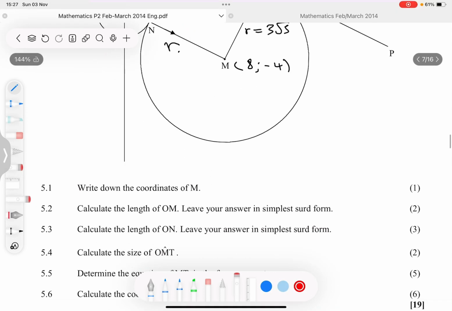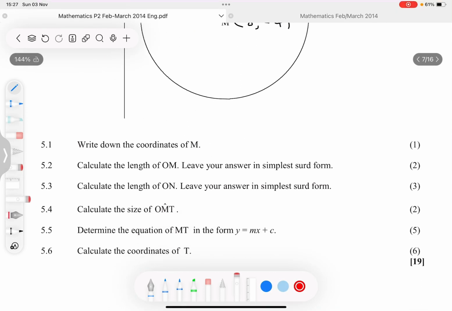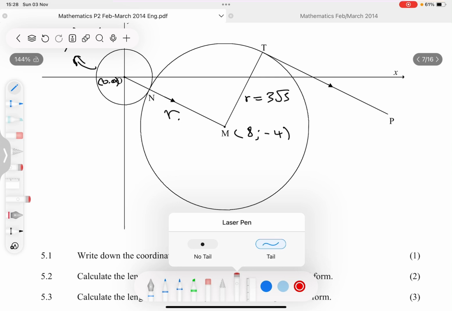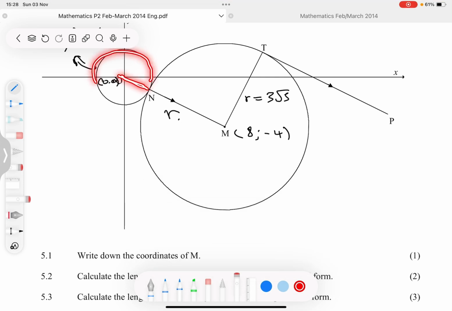We then have question 5.3 that says calculate the length ON. Leave your answer again in the simplest surd form. ON, where is ON? Look at this question. ON is only from here to here, it is the radius of this other circle, right? This one we can't use the distance formula because we don't know the point N, right? If we knew the coordinates here, we would use the distance formula again. So we don't know that.